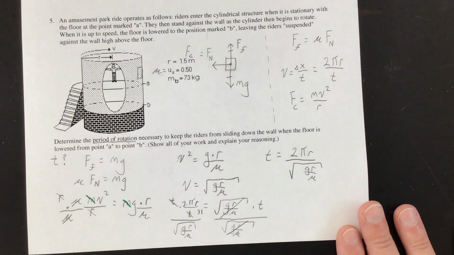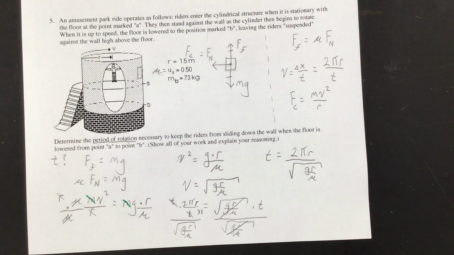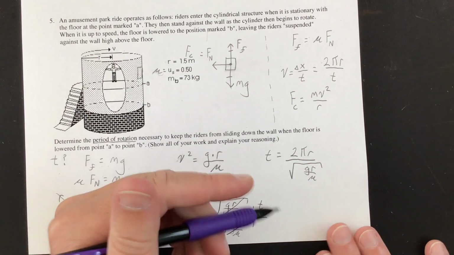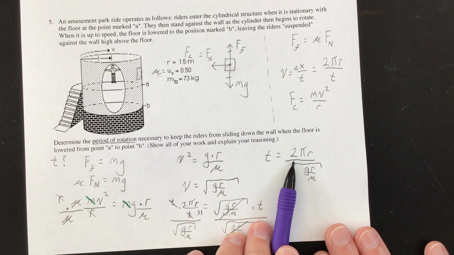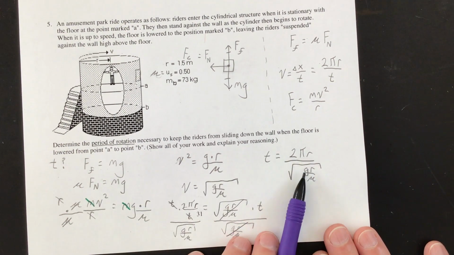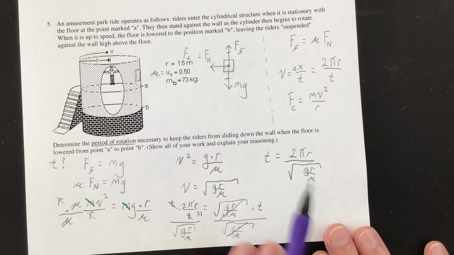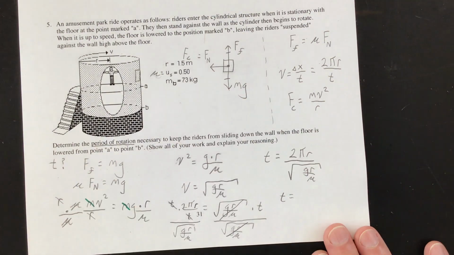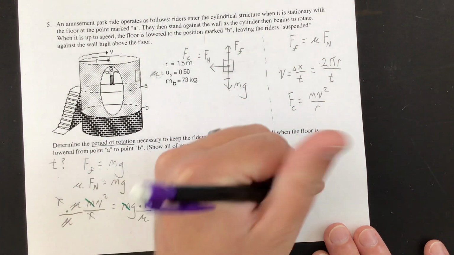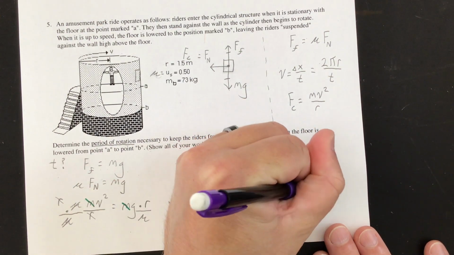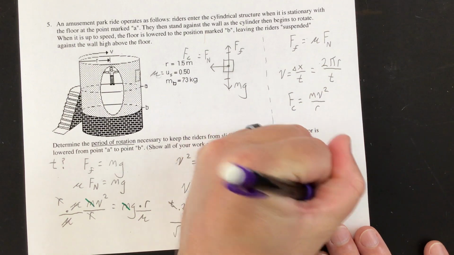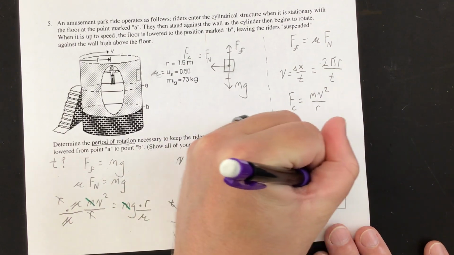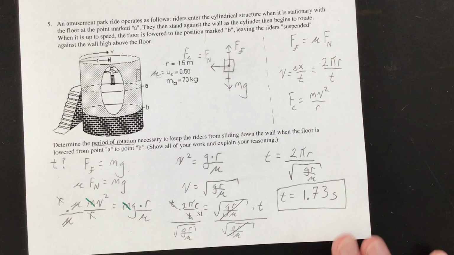Now you could simplify this down and get a more simplified way of typing into your calculator, but we know what 2 is, we know pi, we know r, we know g, and we know mu. Once you type this into your calculator, I get a value of about 1.73 seconds. So that's the amount of time it takes to complete one period of rotation.